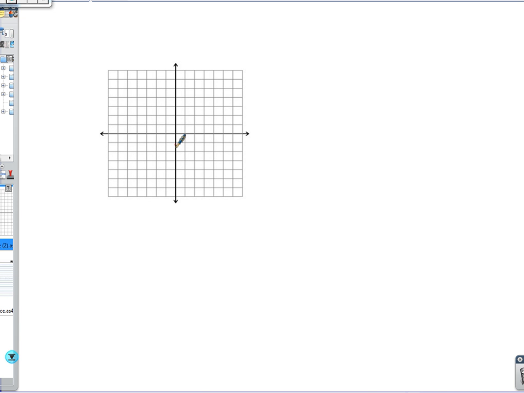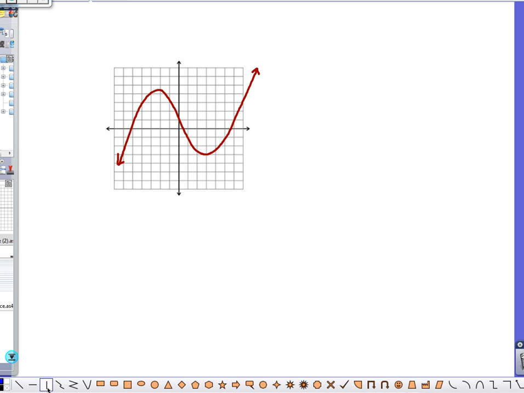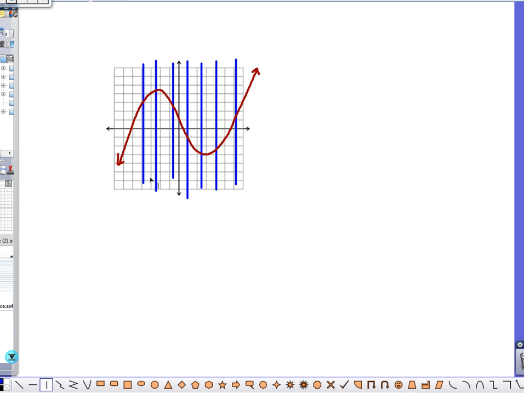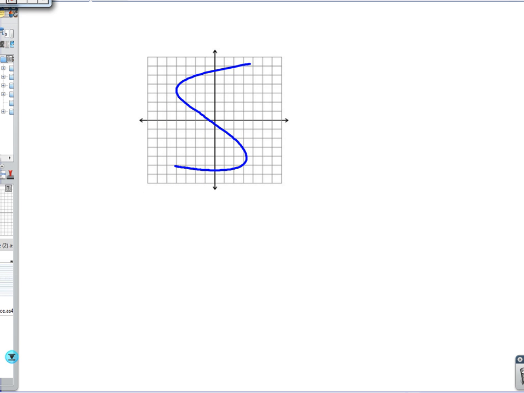Now let me make up some other types of functions. Let's say here's your graph paper, and you've got something like this one. This also would be a function because you can take any vertical line. Let me get my vertical line tool here. You can draw a vertical line anywhere on this graph, and each and every one of those vertical lines hits just one point on that graph. So therefore, that would be a function.